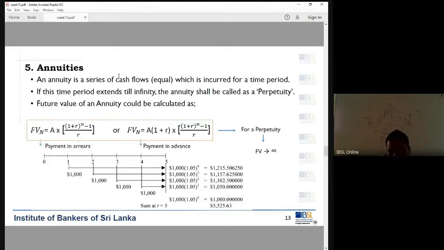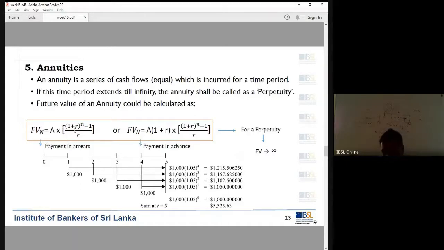Extending this discussion of annuity into perpetuity, provided that your time period n is equal to infinity, the future value is also going to be infinity. The interest rate R, in this example 5%, is not impacted by this. But n, instead of a finite number like 5 and 4 in these examples of arrears and advance, is going to go to infinity.